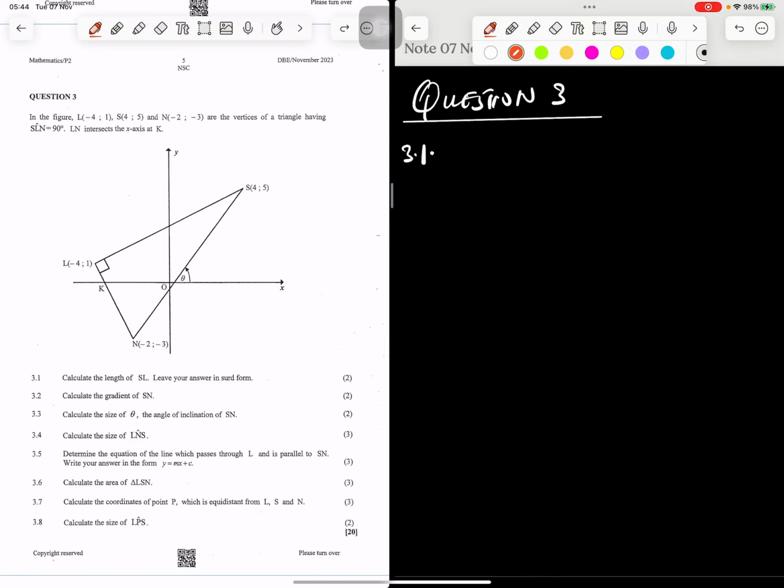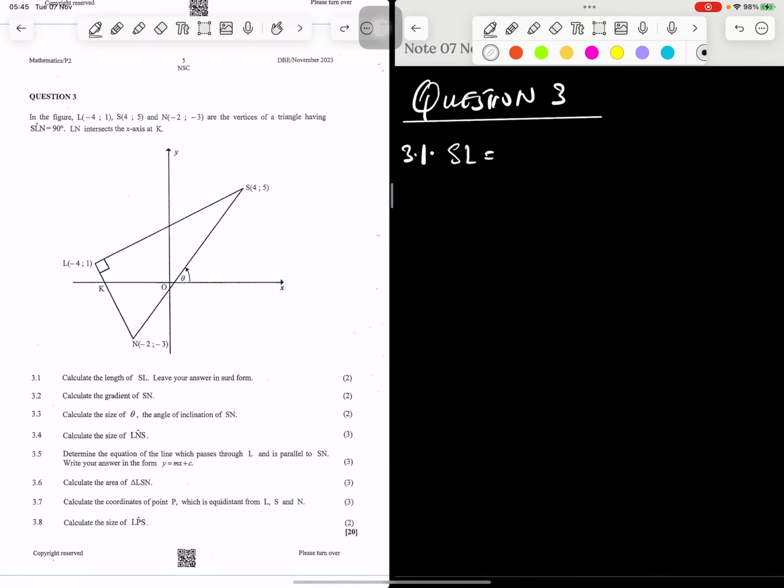One thing that you have to note here is that we are dealing with a right-angled triangle because of angle L there. It is 90 degrees. Therefore, SL is perpendicular to LN. But let's answer the questions properly. Calculate the length of SL.